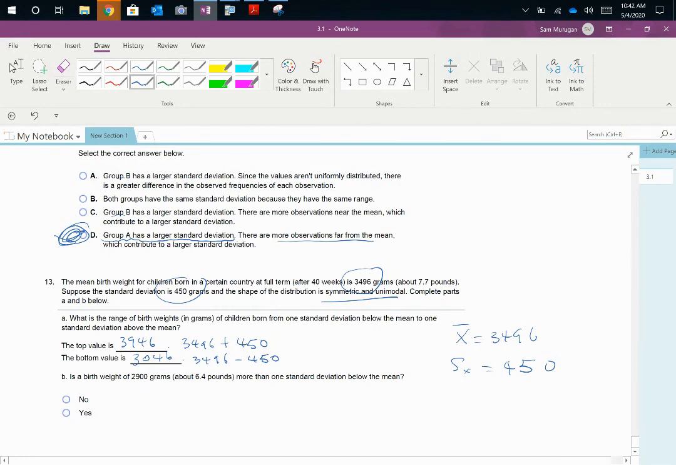3046. Is a birth weight of 2900 more than one standard deviation below the mean? So one standard deviation below is 3046. 2900 is less than 3046. So yes, it's more than one standard deviation below the mean.